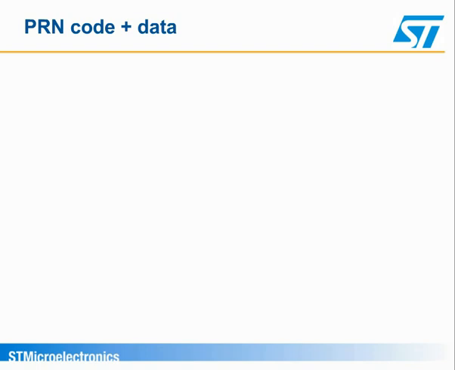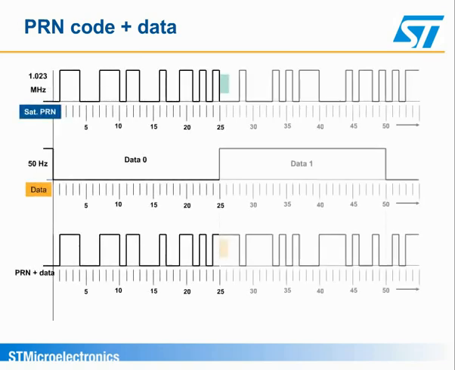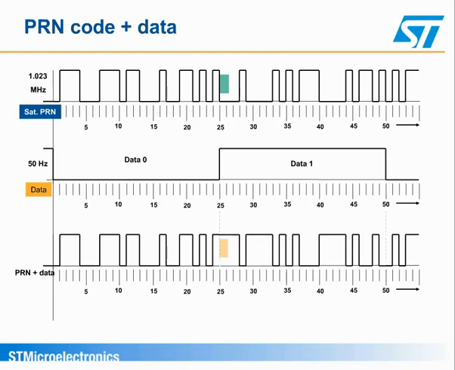How is this data modulated onto the carrier? If the data bit to be sent is a logical 0, we use the PRN code itself. If the data bit is a logical 1, we simply invert the PRN code. Note that in the diagram we have represented 25 code chips for one data bit. In reality, the GPS signal uses 20,260 PRN code chips for one data bit, because we just have a 50 Hz transmission rate for the data.